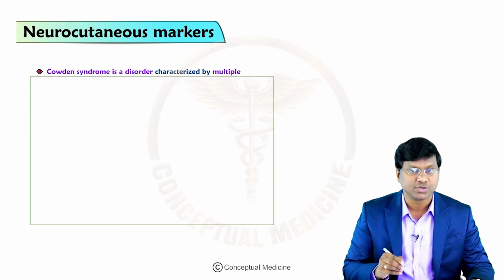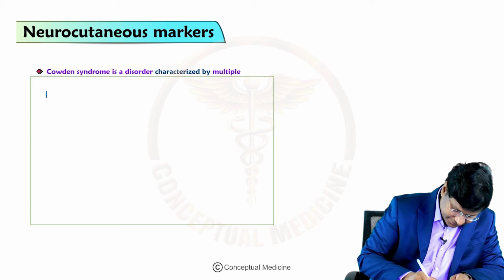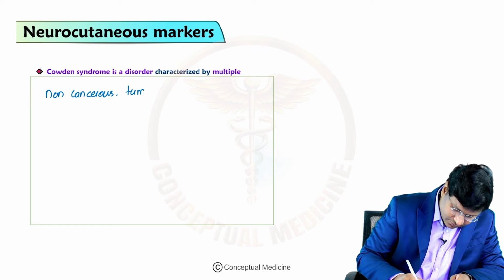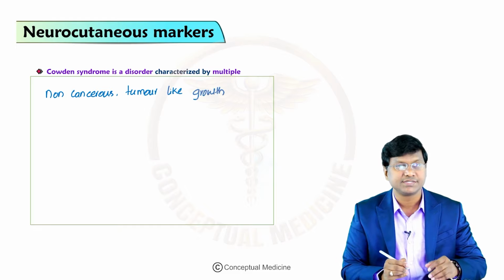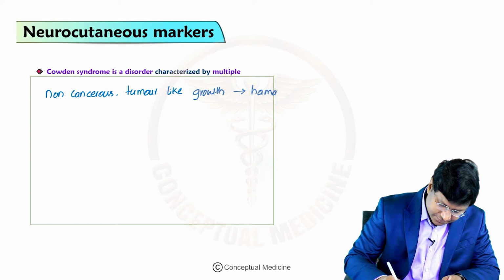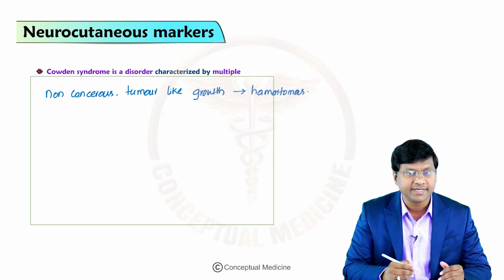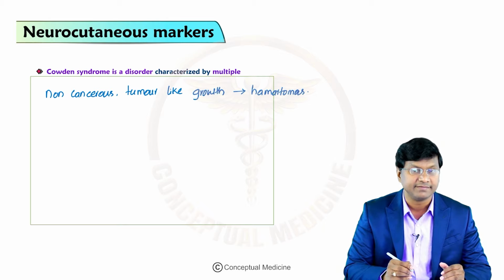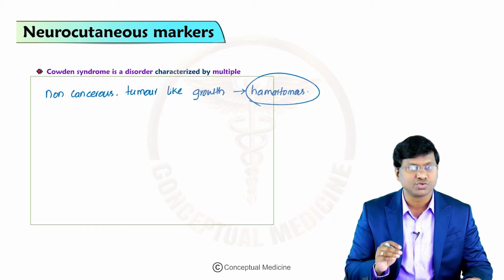Cowden disease is a disorder characterized by multiple non-cancerous tumor-like growths, and these are called hamartomas. Individuals with Cowden syndrome are at increased risk of developing certain cancers as well. Almost everyone with Cowden syndrome develops these hamartomas. So basically, Cowden syndrome is a disorder characterized by multiple non-cancerous tumor-like growths called hamartomas.